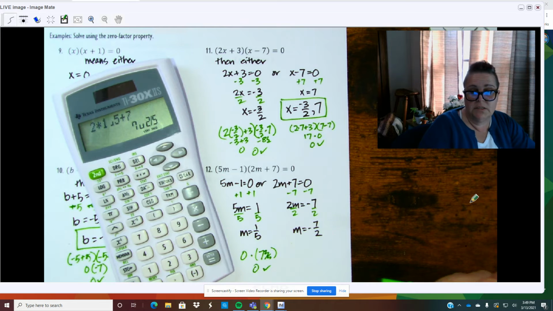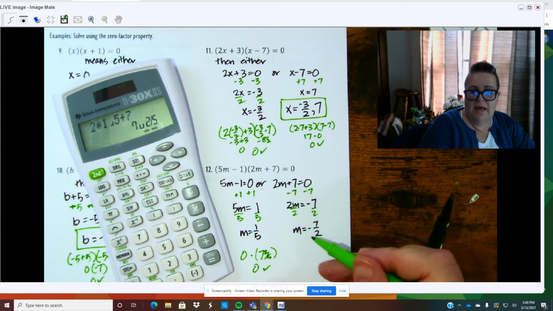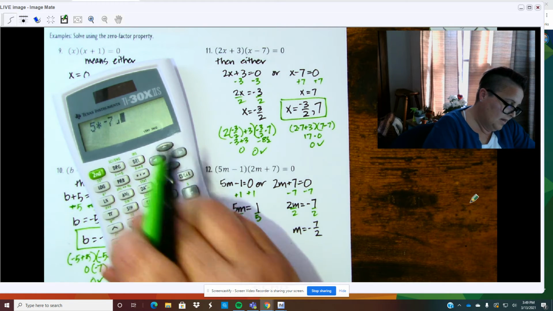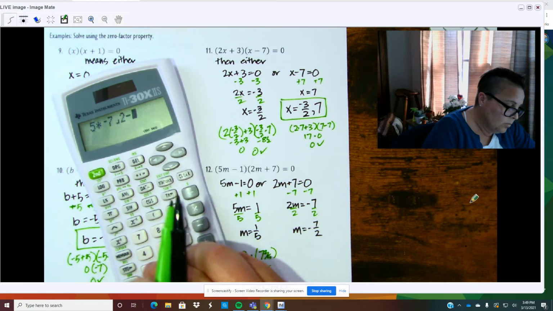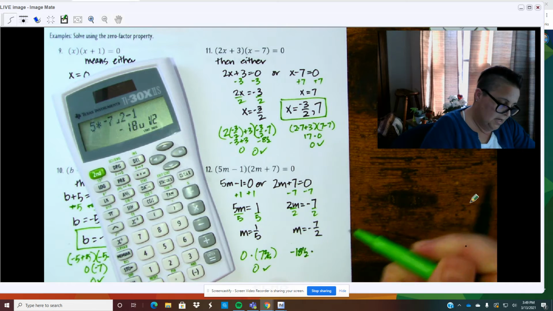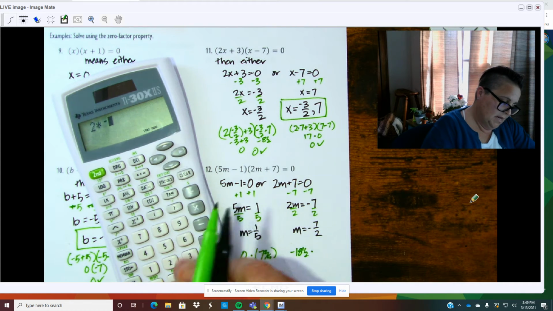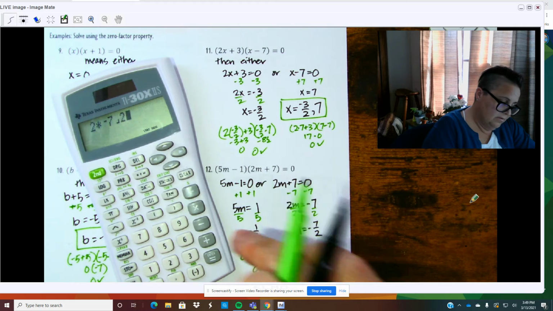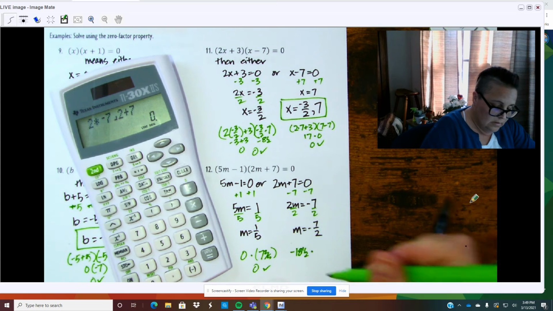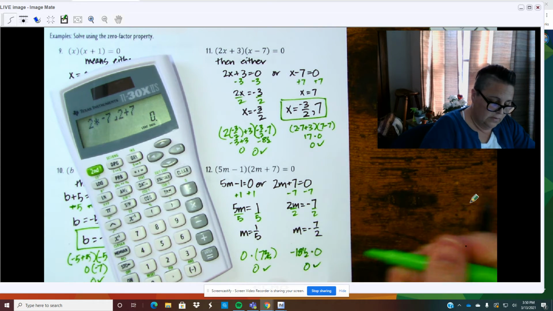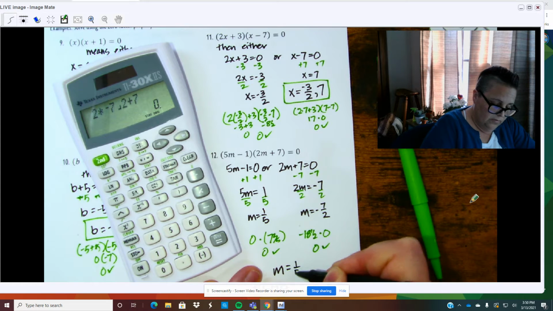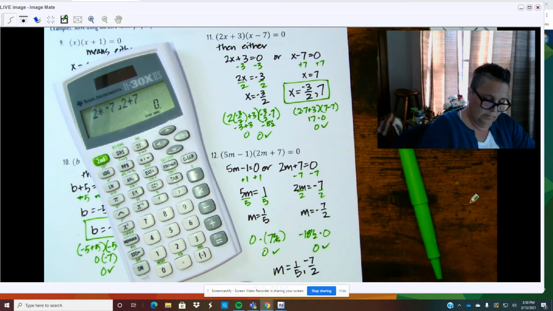So the 1/5 works. And then if I do m as a negative 7 halves, so I'd have 5 times a negative 7 halves minus 1. So that's going to be a negative 18.5 times 2 times a negative 7 halves plus 7. That's 0. Anything times 0 is 0, so that one works. So my m value here could be a 1/5 or a negative 7 halves.